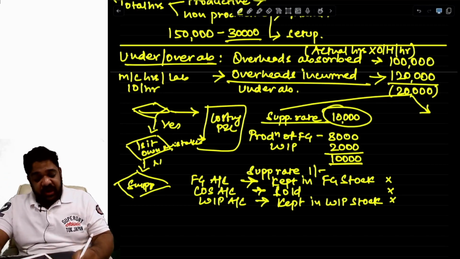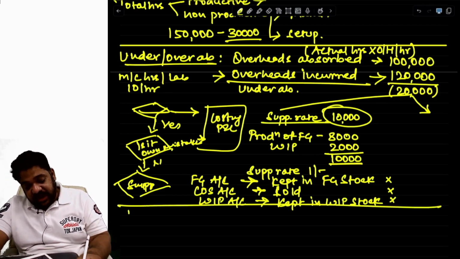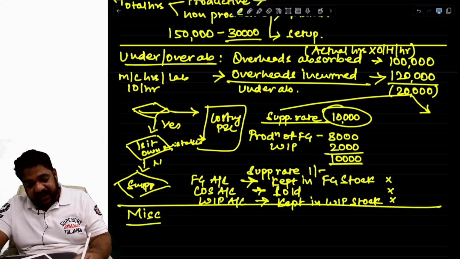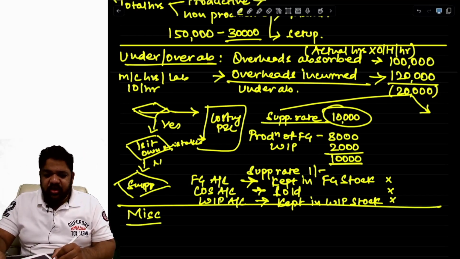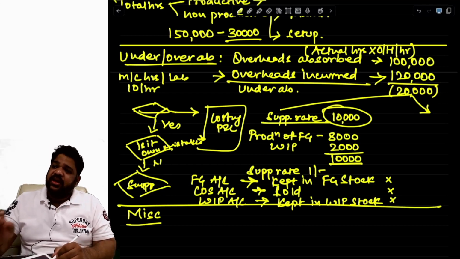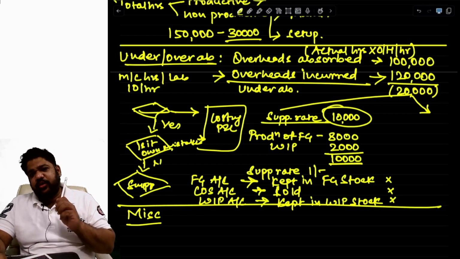Okay. Now, after this comes the last stage, which is the miscellaneous category. These are all different types of questions. There is no particular methodology or particular way of doing them. These are all different types. I would want you to try all of them.